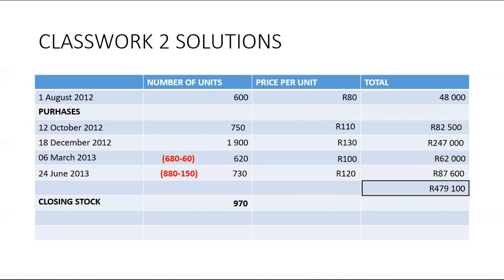The value for our closing stock is 970. This 970 will be made up of the 730 from the last purchase, which was the 24th of June 2013. The cost price of those purchases was 120. Hence, the total will be 87,600. To make up that 970, how many units more do we still need? Obviously, the extra units that we need will come from the 6th of March purchases. And the extra units will be 240 multiplied by 100, which gives you 24,000. When you add 24,000 to 87,600, it will give us the value for our closing stock, which is 111,600.